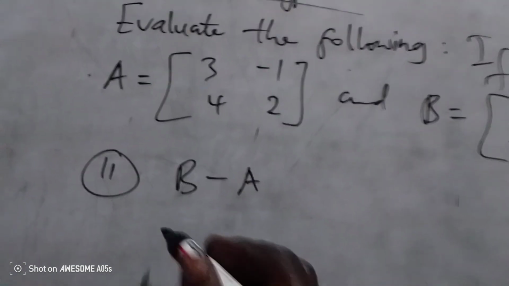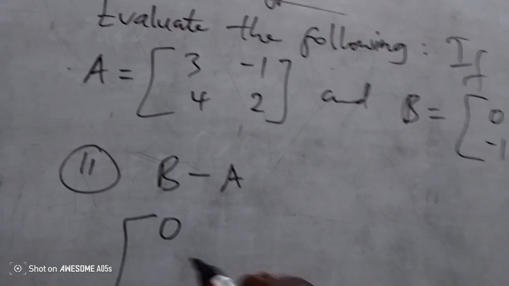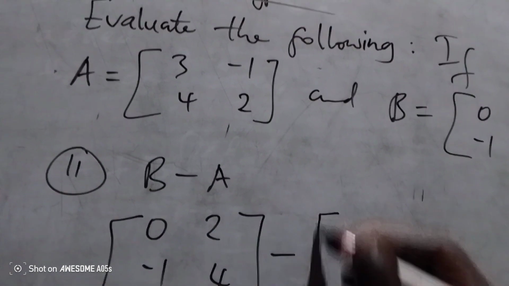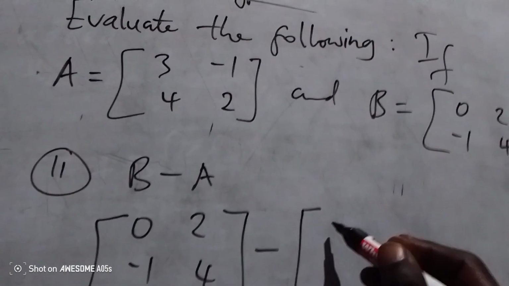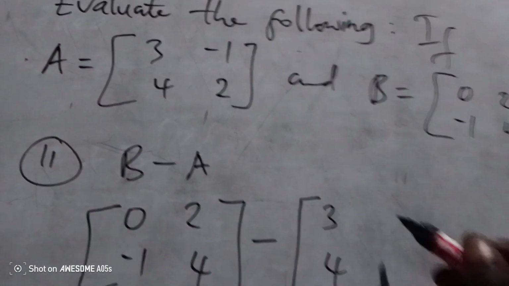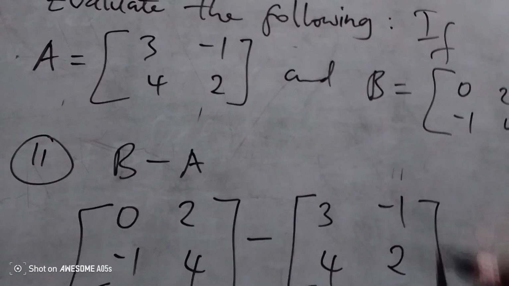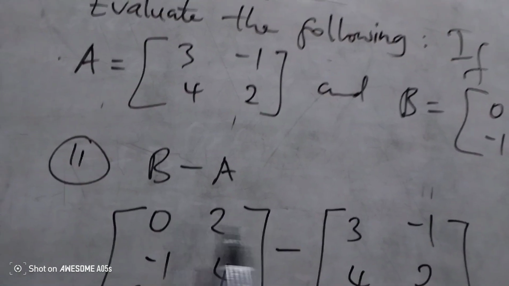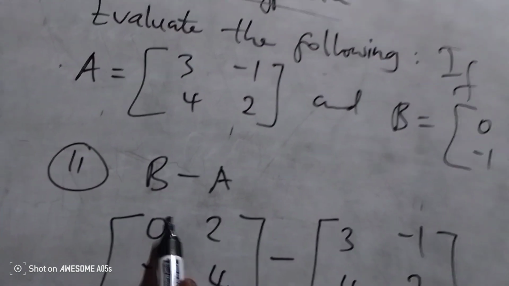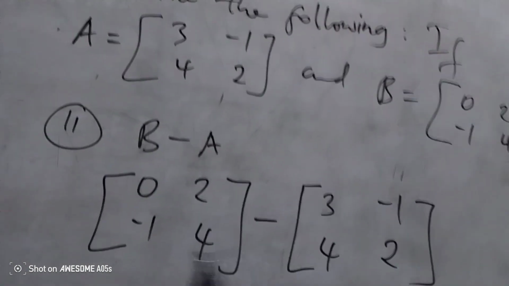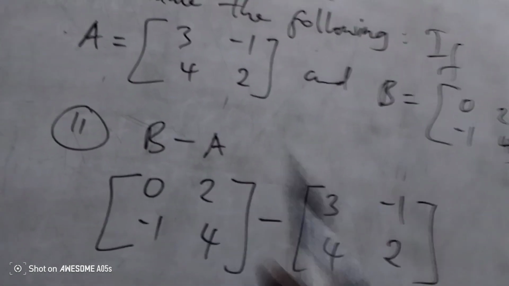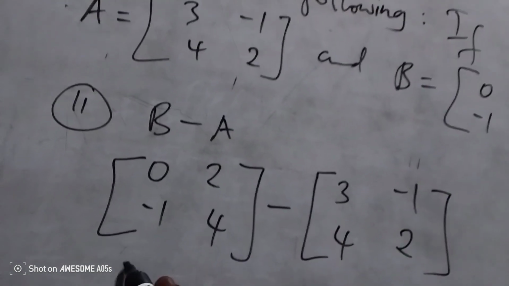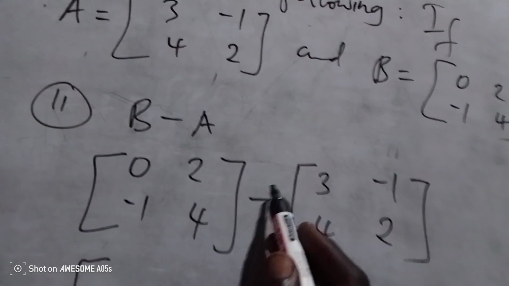So for B minus A, we'll start with B, which is 0, -1, 2, and 4. Then there's a minus here. Then the matrix which we have there for A is 3, 4, -1, 2. So in the same manner as we do for addition, we get the corresponding entry. The one which is number 1 here will combine with the one which is number 1, just like that. Suppose you lift this matrix, on which number is it going to place? That's the number you combine with. But be mindful of the sign you are using.